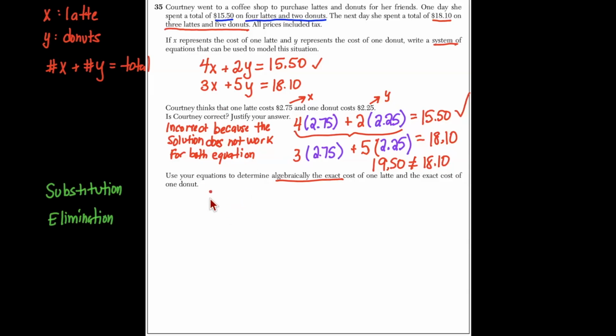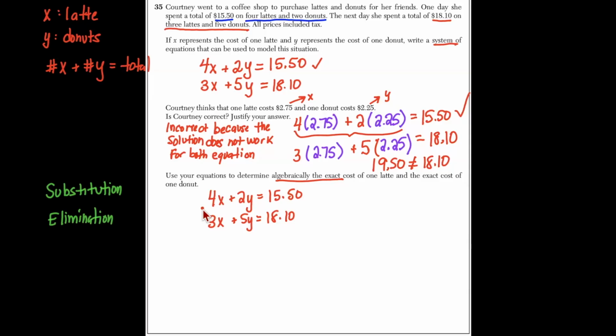First off, I'm going to copy my system down over here. 4x plus 2y equals 1550. I've got 3x plus 5y equals 1810. Now, my goal is to get the coefficients of the variables to be the same and opposite. Right now, that's not possible. This is a 2, this is a 5, this is a 4, this is a 3. So I'm actually going to have to multiply both of these equations by something.